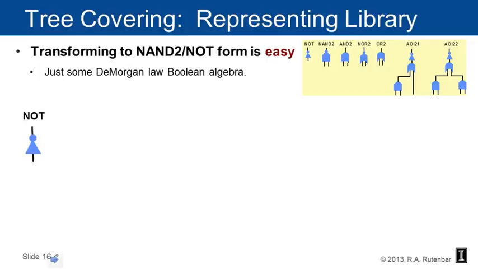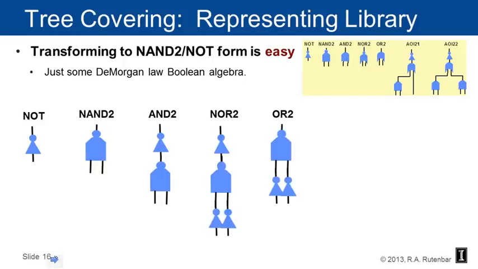That's pretty easy. So the inverter, well, heck, that's just an inverter. Life is easy. The NAND2 gate is just a NAND gate. The AND2 gate is just a NAND gate with an inverter at the output to get rid of the complement. I'll admit that the NOR2 looks kind of ugly. You know, the NOR2 is 2 inverters going into a NAND gate whose output goes through an inverter, right?